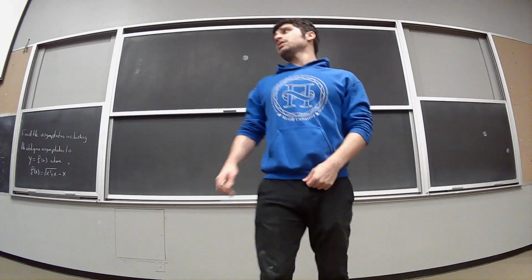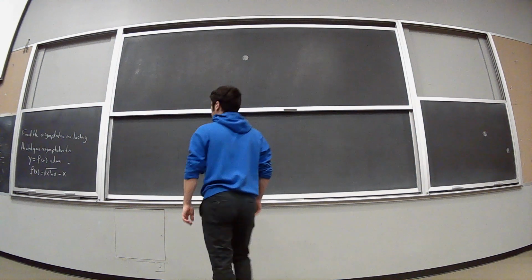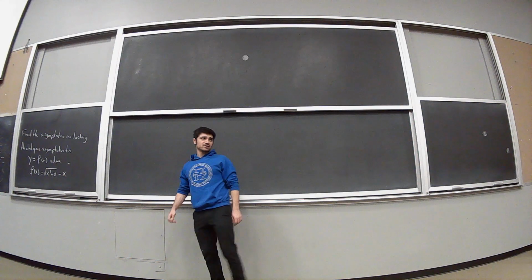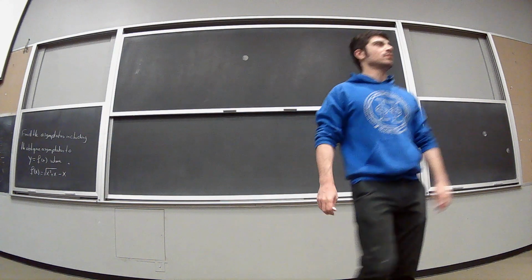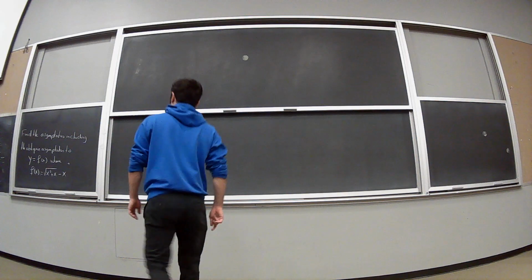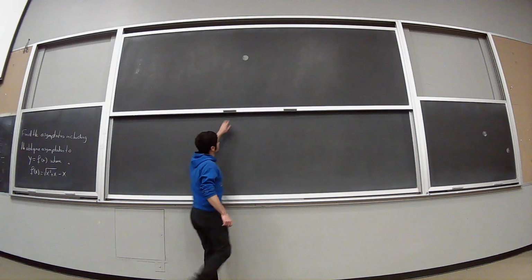Awesome. So the first question was to find all the asymptotes, including the oblique asymptotes, to the curve y equals the square root of x squared plus x, minus x. Now, let's look at the domain of this function. What is the domain of this function?